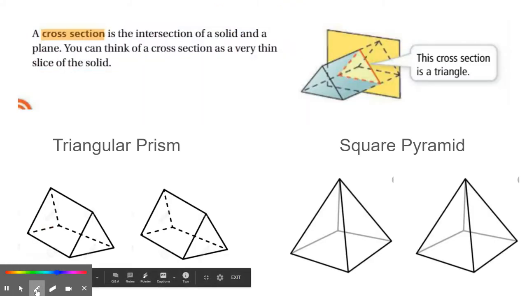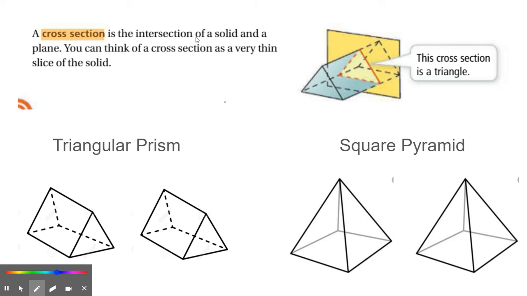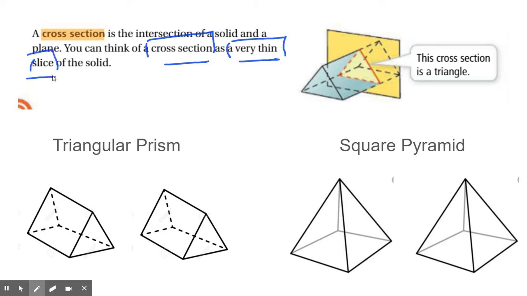So we're going to talk about cross sections. A cross section is an intersection of a solid and a plane. All right. And you can think of a cross section as a very thin slice. So a cross section is a very thin slice of the solid.